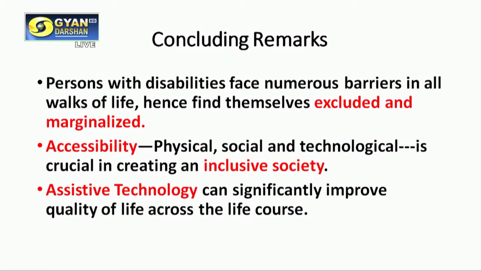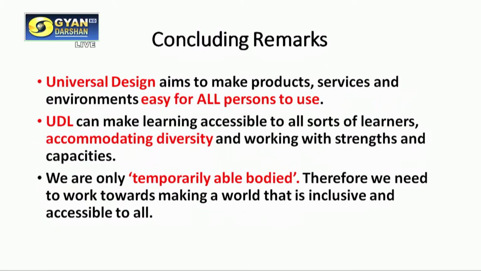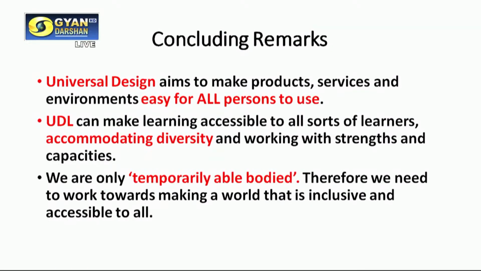So to conclude, learners, we find that persons with disabilities face numerous barriers in all walks of life and therefore find themselves to be marginalized and excluded. Accessibility is crucial in creating an inclusive society. Assistive technology can significantly improve quality of life across the life course. Universal design makes efforts to make products, services, and environments easy for all persons to use. And it can make learning also accessible to all sorts of learners, accommodating diversity.